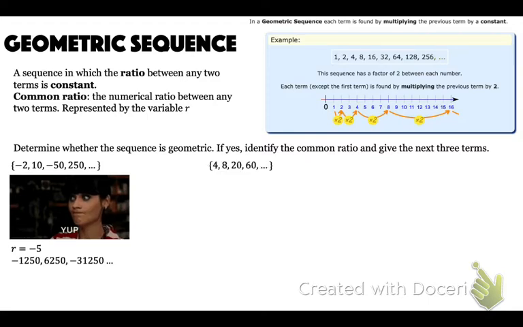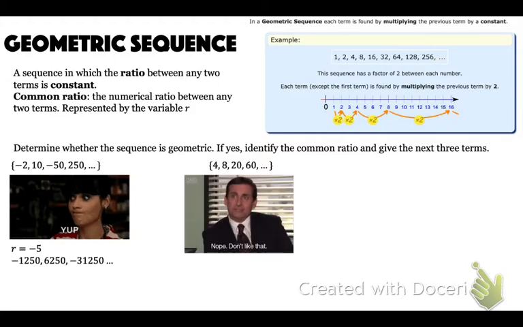Okay, let's look at this one. If I do 8 divided by 4, I get 2. If I do 20 divided by 8, you get 5 halves. Those are not the same thing, which means that this is not a geometric sequence.